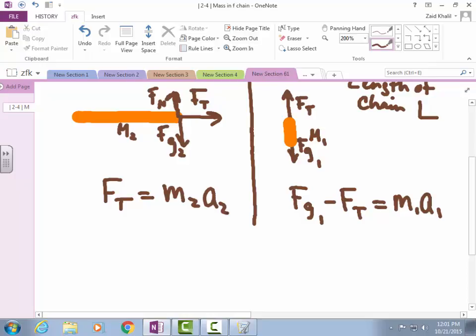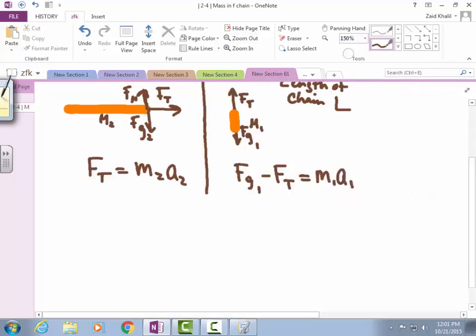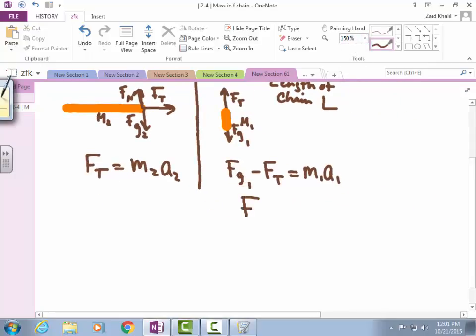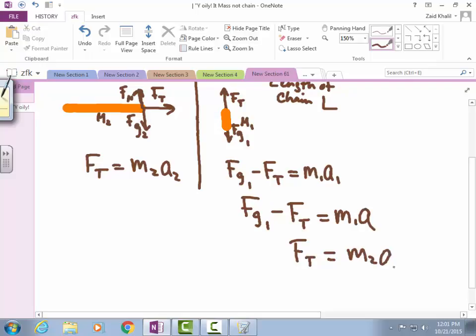So here are our two equations. And so I might even replace this. I might even say, you know what? This is Fg1 minus Ft equals M1A. And this one is Ft equals M2A. Anyone who did the derivation should recognize this. What does this look like? It looks just like the table Atwood without friction, right? This is it.